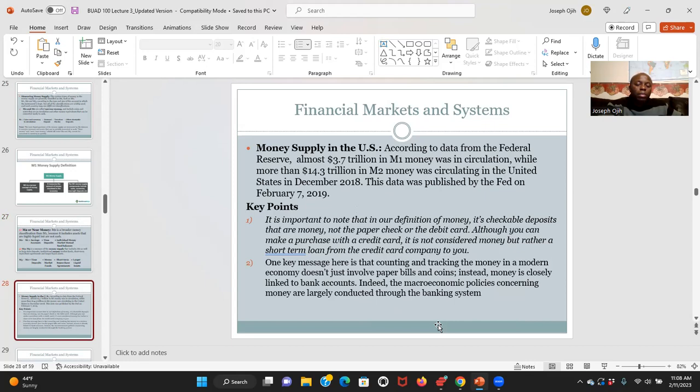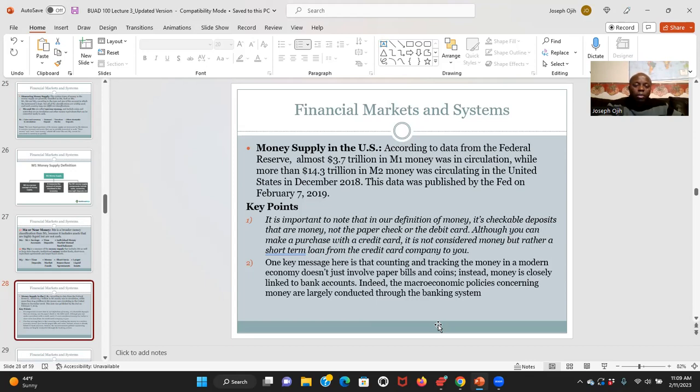So for us, both students and professionals and all professors, we need to understand the definition of money supply. Like I said, each country chooses a classification that they use for describing their money supply.